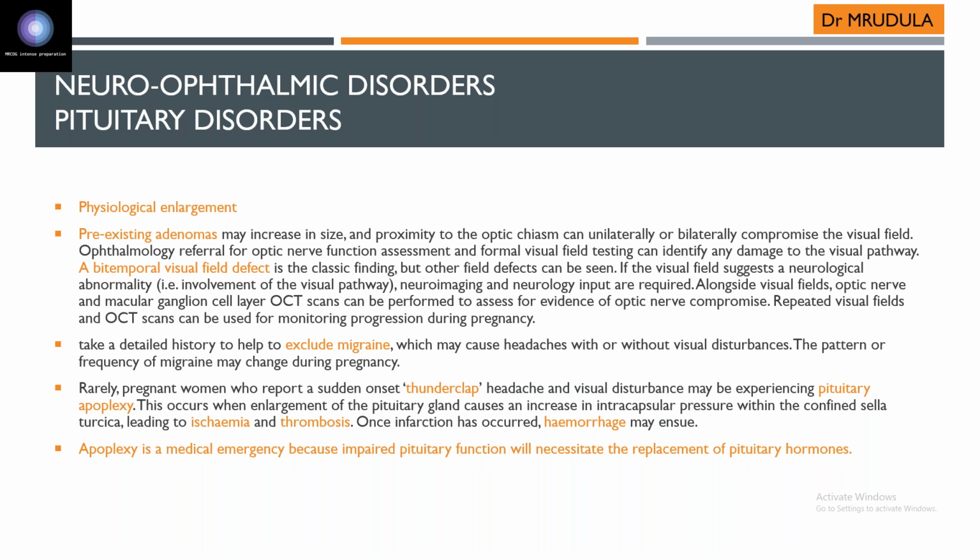What do we mean by pituitary apoplexy? There is enlargement of the pituitary gland, which may be physiological in the case of pregnancy. It causes an increase in the intracapsular pressure within the confined sella turcica. The pituitary gland cavity is very limited, so if there is any increase in the gland size, it increases the intracapsular pressure, which causes ischemia and thrombosis, and finally leads to hemorrhage also. Pituitary apoplexy is a medical emergency because there will be impaired pituitary function and it requires hormonal replacements.